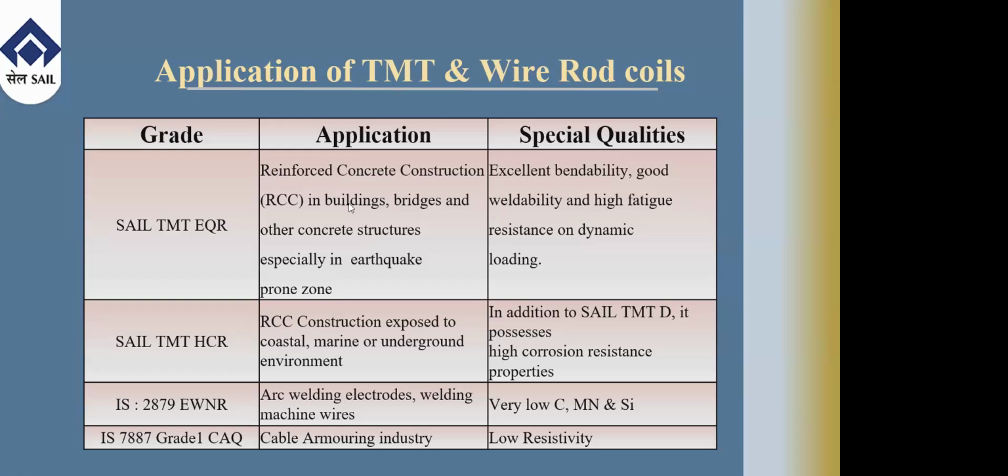Sail TMT HCR, as you know from its chemistry, is based on high corrosion resistance. So mostly it can be used in coastal, marine, or underground environments. It not only has EQR kind of properties, but also high corrosion resistance properties. And as for 2879 EWNR, this is arc welding electrode, which we mostly use for welding purposes because of its very low carbon, manganese, and silicon. And then Grade 1 CAQ, as we explained in the previous slides, is used for cable armor quality purposes.